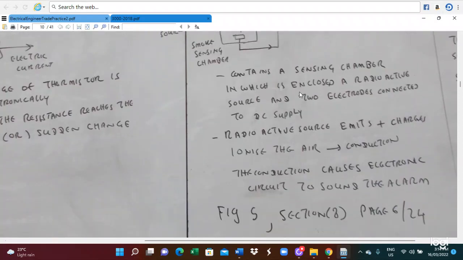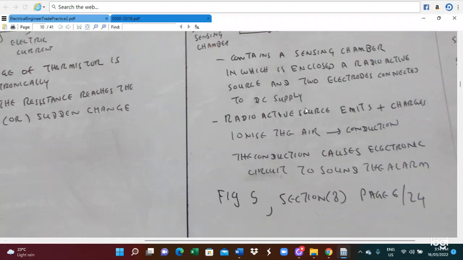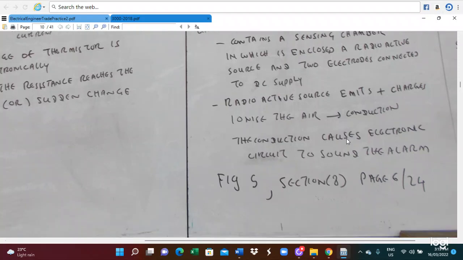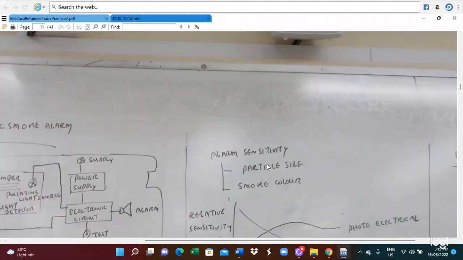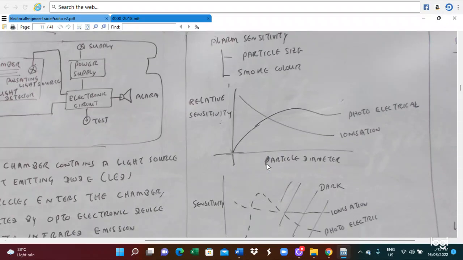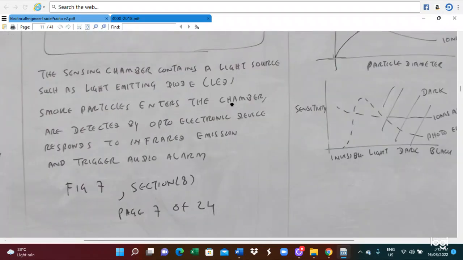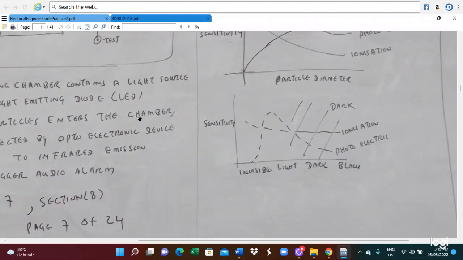It contains a sensing chamber which encloses a radioactive source and two electrodes connected to the DC supply. The radioactive source emits electrons and charge to ionize the air and make it conduct. The conduction causes the electronic circuit to sound the alarm. So this is the operating principle of the smoke alarm, the audio activity.